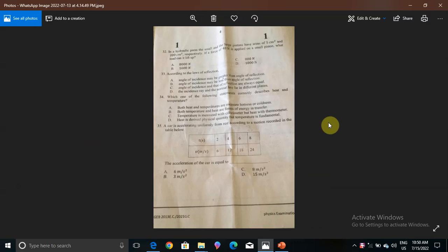In question number 32, it says in a hydraulic press, the small and the large pistons have areas of 5 centimeter square and 200 centimeter square, respectively. If a force of 40 Newton is applied on the small piston, what load can it lift up? First of all, the formula.